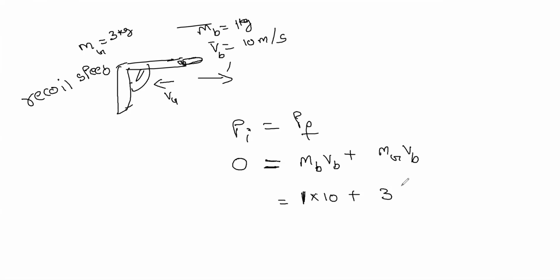Now here you have to substitute along with the sign. We have taken the right side as positive, right? Now we know when the gun is fired, the gun will move backwards. That's why it is minus velocity of the gun. Then from here we will get the velocity of the gun directly. If you calculate, you will get the velocity of the gun as 10 by 3 meters per second, that is 3.3.